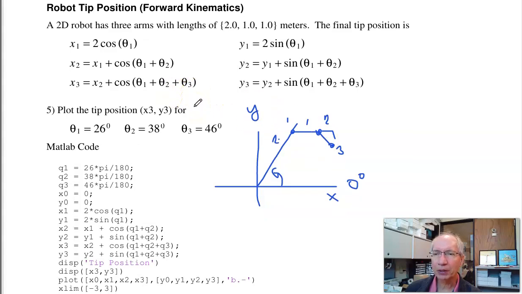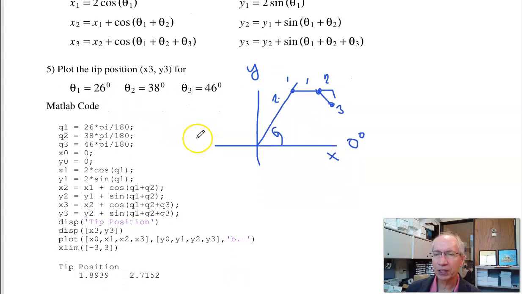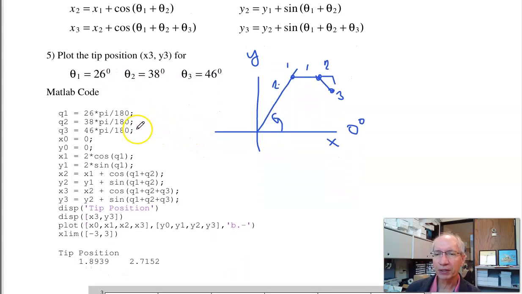In Matlab, what do I do? If I have the angles 26 degrees, 38 degrees, 46 degrees, first convert to radians. Here's the base at the origin. The first link, its xy coordinate. The second link is wherever the first link was plus its xy coordinate. The third link is wherever the second link was plus its xy coordinate. X3, Y3 is the tip position.